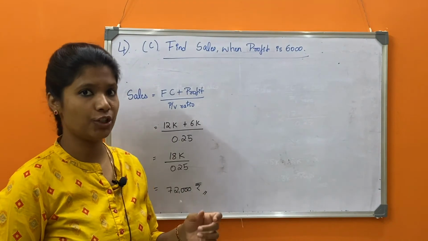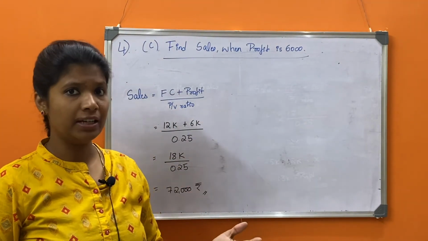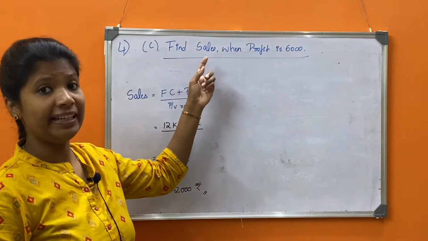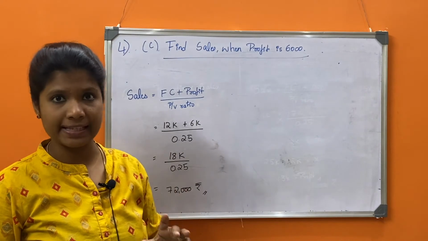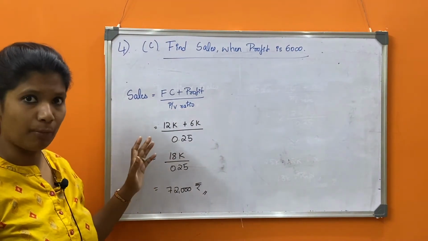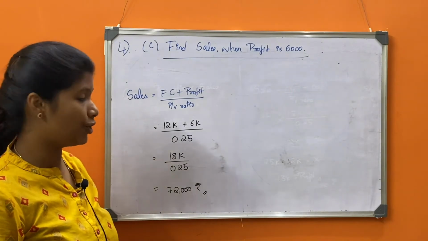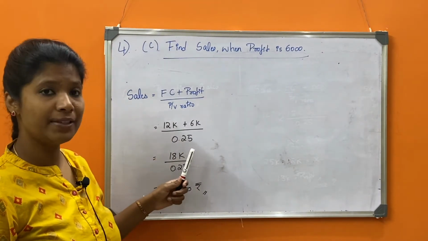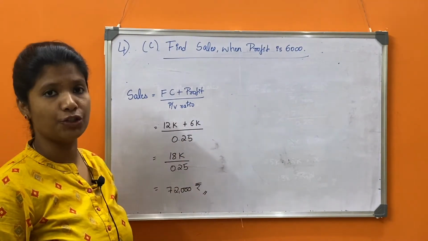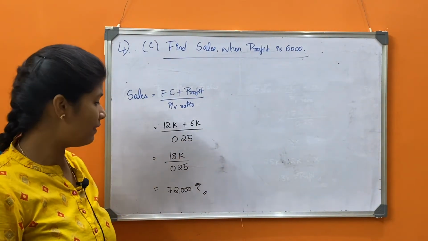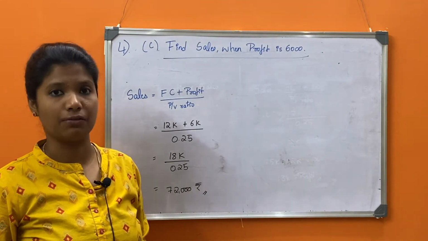So, our next question, question C. In question B we found out profit. Now, in question C they are asking us to find sales, and they have given the profit as rupees 6,000. Use the same formula: sales equals fixed cost plus profit divided by PV ratio. Fixed cost is 12,000, profit given here is 6,000, divided by PV ratio 0.25. You get the answer, sales will be 72,000 rupees.